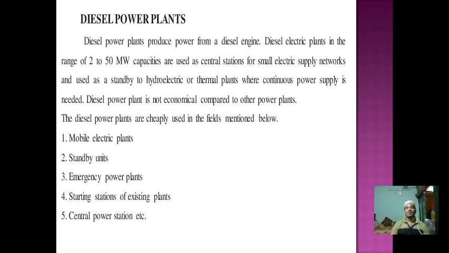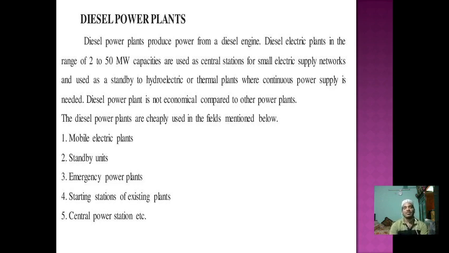We cannot compare the diesel power plant economically to other power plants because here in the diesel power plant we are using a diesel engine. In that diesel engine we are supplying the fuel as diesel and the outside air mixture, and then after that combustion takes place. After the combustion, the burning gas produces the energy, and then expansion takes place, and then exhaust takes place, and that exhaust gas goes to the chimney and then outside to the atmosphere.